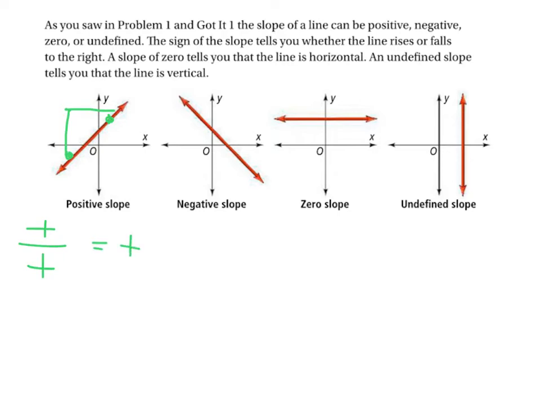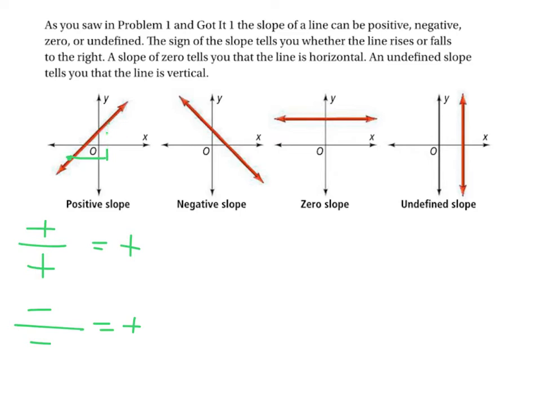Another way we could think about it would be, what if we were going in the other direction? What if we were starting at this point and we're going to here? Well, the change in y then would be negative because we're dropping, and the change in x would be negative because we're going towards negative numbers on that x-axis. So that would be a negative divided by a negative, which is also a positive. Okay, so anytime the signs are the same, it's positive, and you are rising as you go to the right.